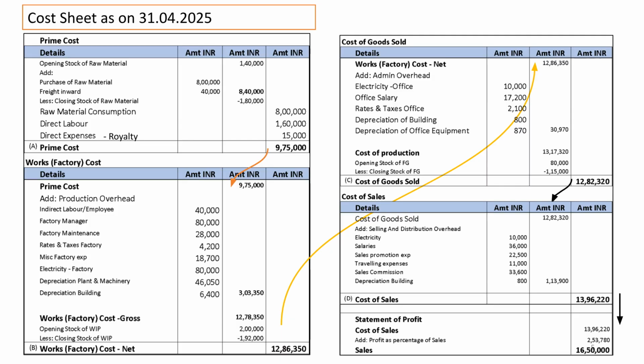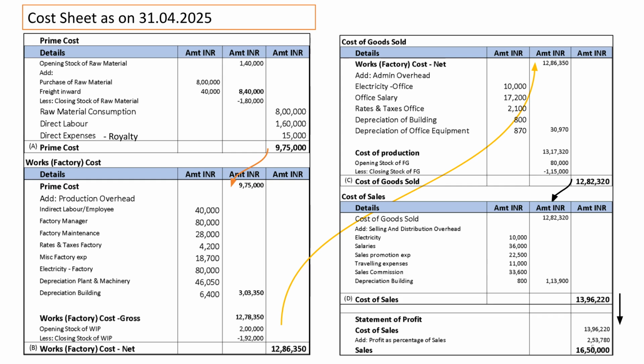To the factory cost, we add various admin overheads to get the cost of production. And to the cost of production, we add the value of opening finished goods and less the value of closing finished goods to get the cost of goods sold. Admin overhead includes salaries of office staff, electricity office, rates and taxes office, depreciation of building and office equipment.